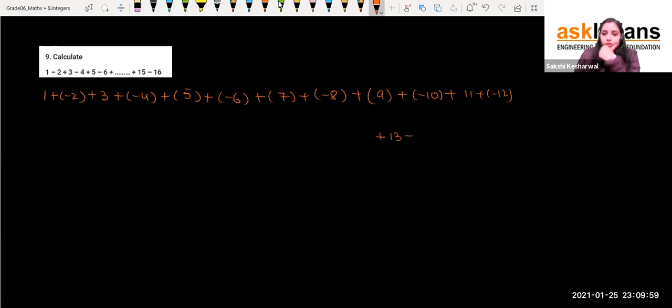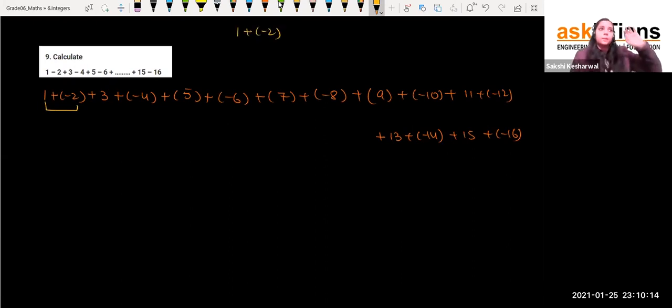So 13, it will be what? Minus 14, right? It will be 15 and this will be minus 16. If you give a close observation over here, you see that if I write 1 plus of minus 2, just give a close example. If I write 1 minus of 2, so this is minus 2 plus 1. So can I write this as equals to negative 1, right or not? So this is equals to negative 1. So similarly 3 and 4 is equals to how much?